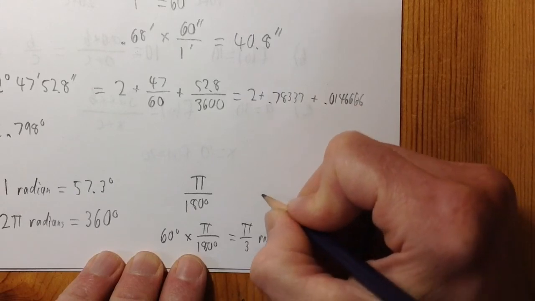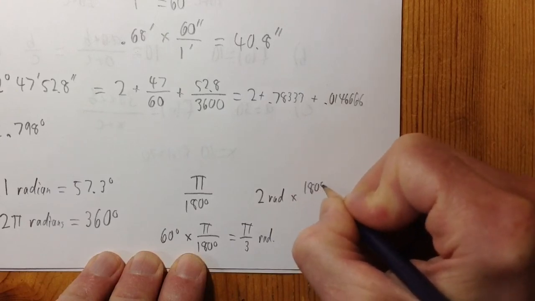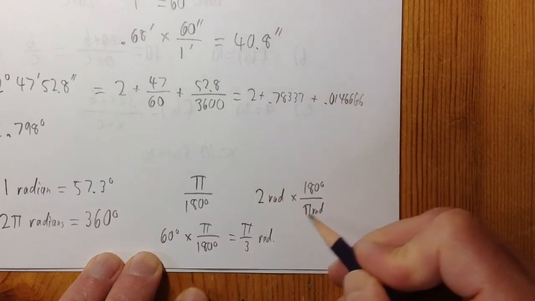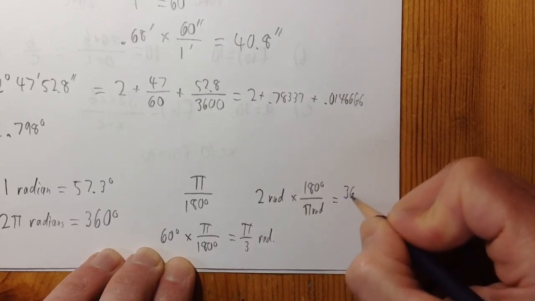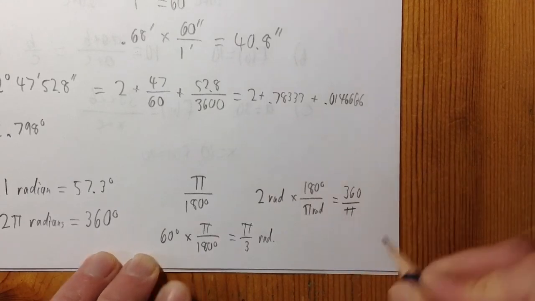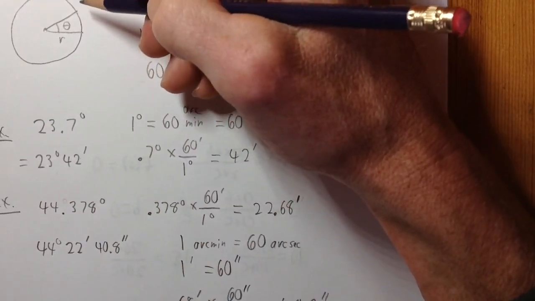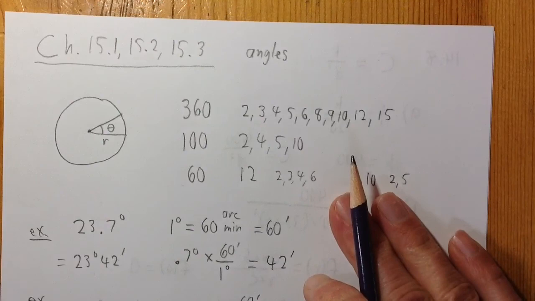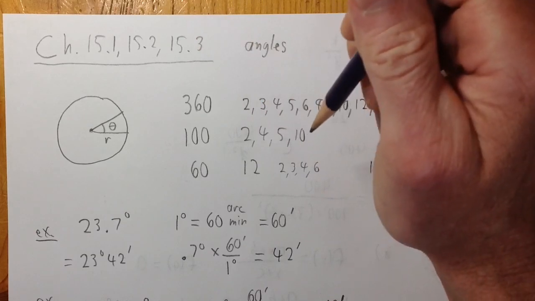If you want to go the other way around, let's say you have 2 radians and you want degrees, you multiply by 180 degrees over pi radians. The radians cancel, and we get that 2 radians is 360 divided by pi, whatever that is. You can leave it with pi's a lot of times, or you just put that in your calculator and figure that out. Okay, that's pretty much 15.1, maybe a little bit of 15.2 and 15.3, but I'll go over more of radians in the next video, which will help you a lot with certainly 15.3 and all the rest of the ones in this chapter.